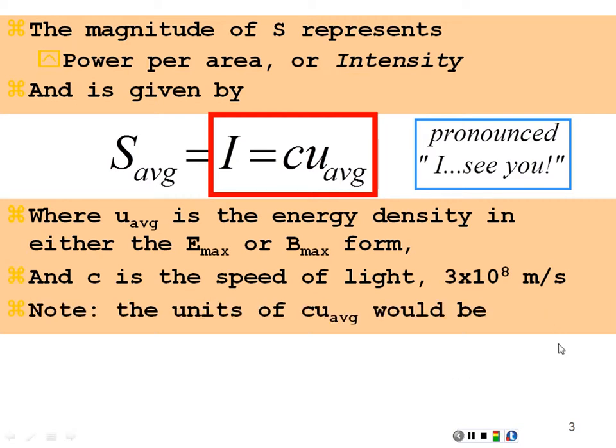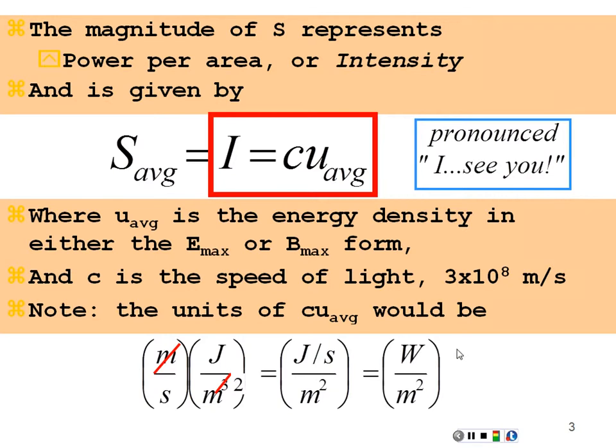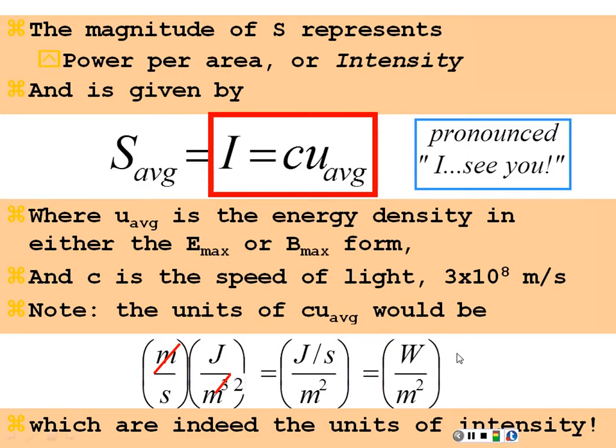So note that the units of this intensity, which is the speed of light times the energy density, should be meters per second times joules per cubic meter. One meter will cancel out. And this is equal to joules per second over meter squared. Now joule per second is a watt. So this is a watt per meter squared, power per area, which is indeed the units of intensity. So we can be confident that this is giving us units of intensity in the SI system, metric system.